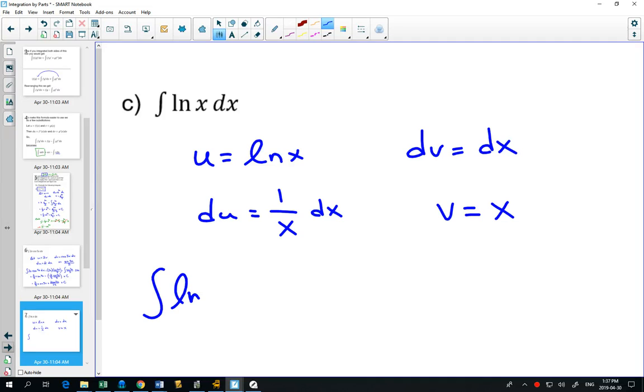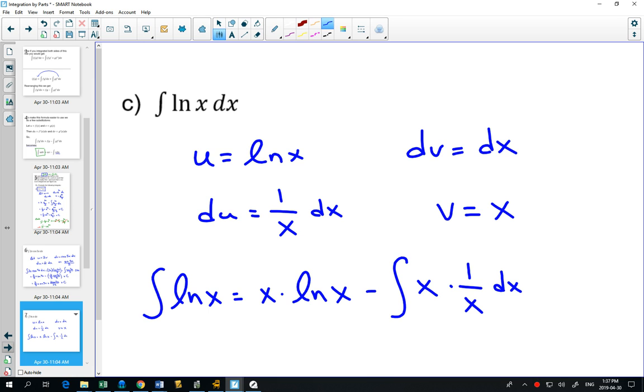So using our formula, u times v, x times ln x, minus the integral of v times du, and it works out beautifully. So we just have x ln x. This is 1. The integral of 1 will be minus x. And of course, we remember to do plus c.